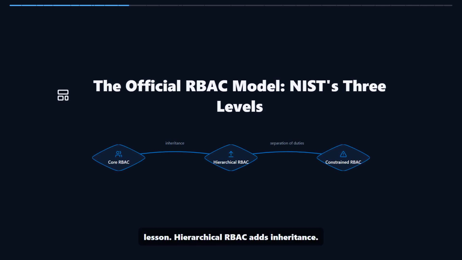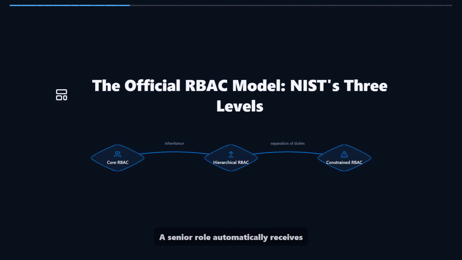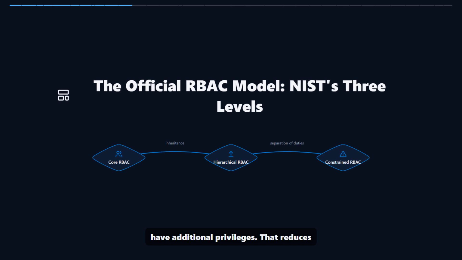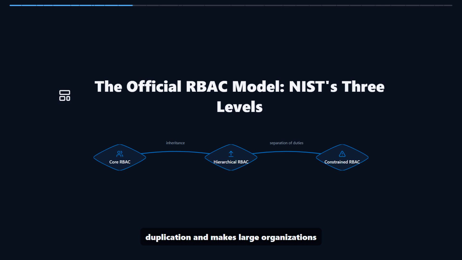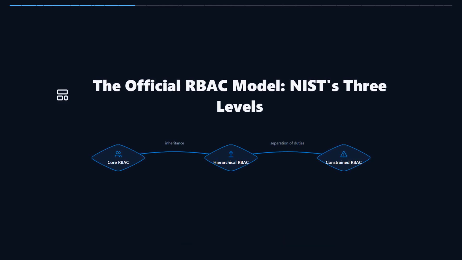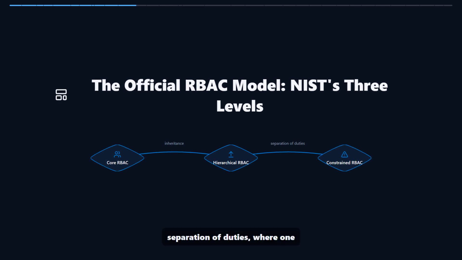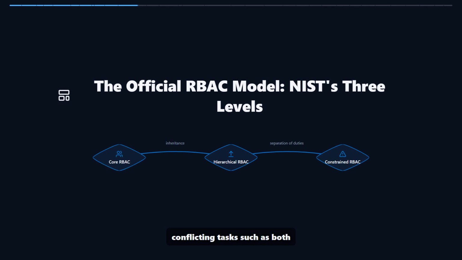Hierarchical RBAC adds inheritance. A senior role automatically receives the permissions of a more junior role and can also have additional privileges. That reduces duplication and makes large organizations much easier to manage. Constrained RBAC introduces rules that limit how roles can be used. The most common example is separation of duties, where one person is prevented from performing conflicting tasks such as both creating and approving the same financial transaction.